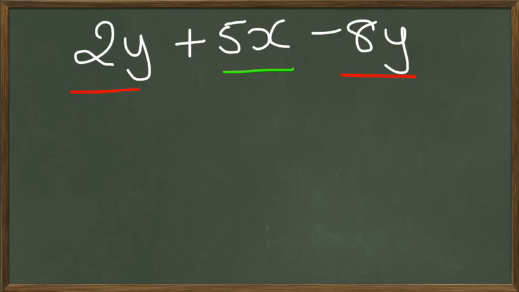So, when we combine the y's, we're actually going to be doing 2 minus 8, which actually equals negative 6. So when you combine the y's, you're going to get negative 6y plus, write the x's, which is going to be 5x.